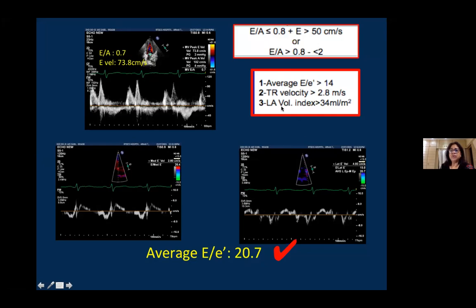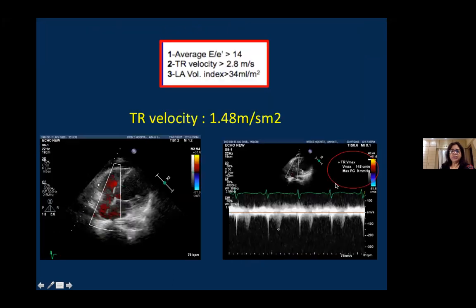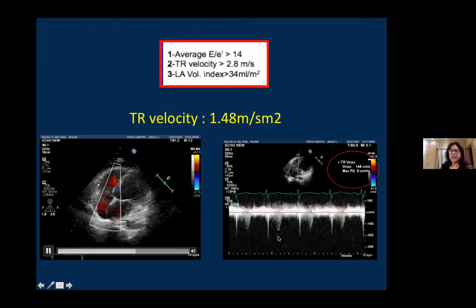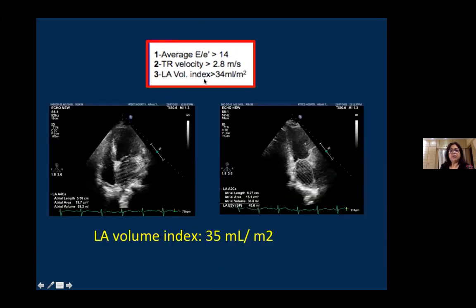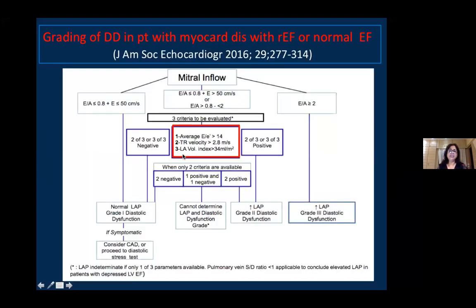Now let us move to the second criteria, TR velocity. I find there is a small TR and TR velocity is 1.48 meter per second. Not fulfilling the criteria. Second criteria is gone. And third criteria, LA volume index should be more than 34 ml, and I'm getting 35 ml per square meter. So criteria is fulfilled. So as per the guidelines, if two are positive, my patient is in this group of diastolic dysfunction. That is the grade 2 diastolic dysfunction.